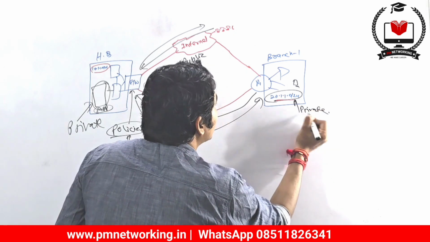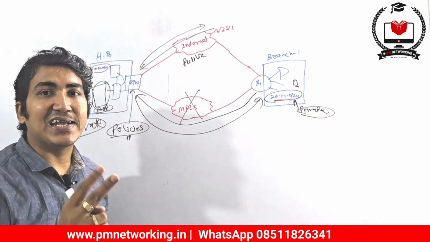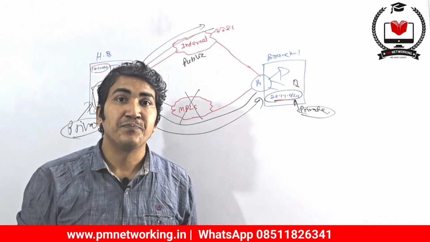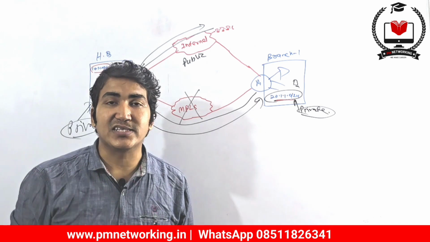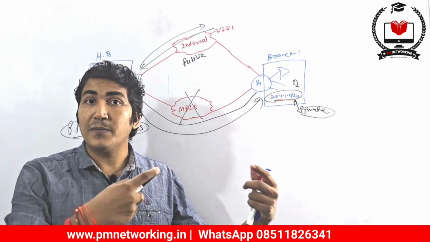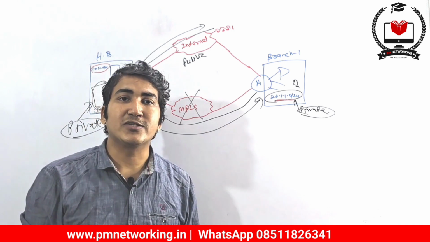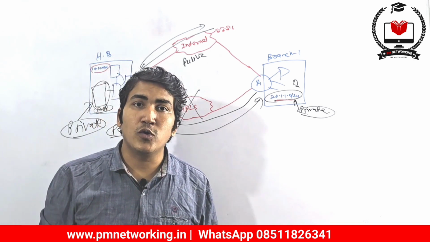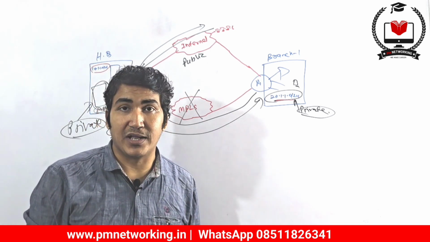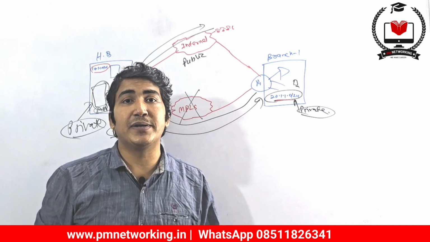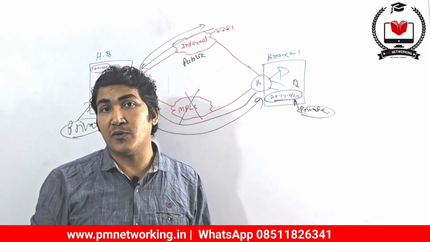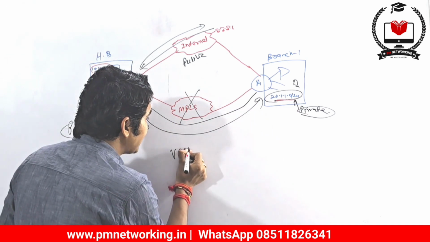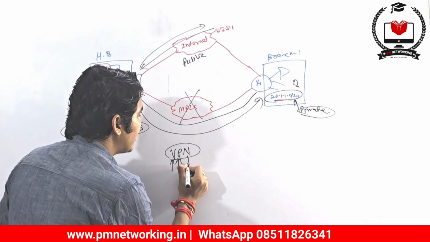By default, two private sites cannot communicate with each other through a public network. What I am saying is, two private networks cannot communicate with each other over a public network, right? So the technology we use to make it possible, to make communication possible between two or more private networks over a public network, is known as VPN, virtual private network.